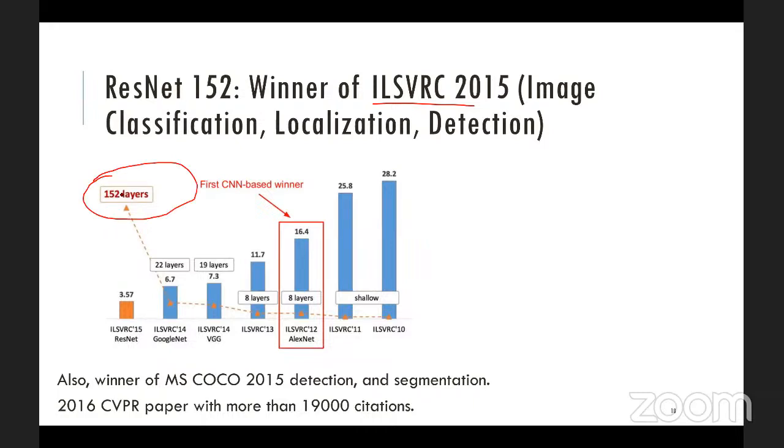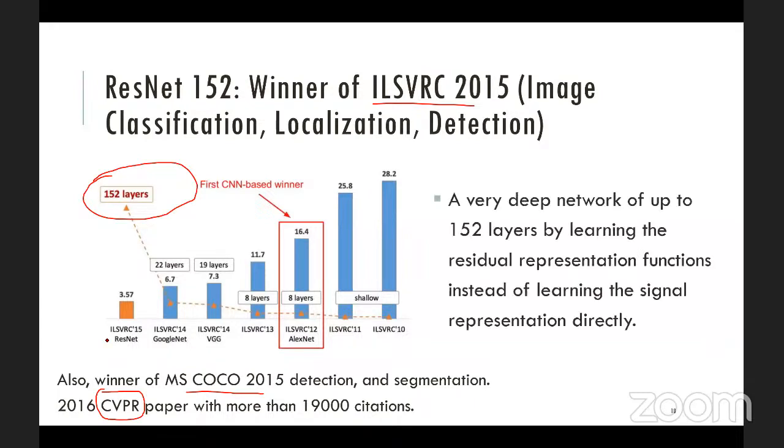with more than 150 layers. And this was also the winner of MS COCO 2015 detection as well as segmentation. And those who are working in the area know that CVPR is a top-notch conference in the field of computer vision. And this paper was published in 2016 with more than 19,000 citations. So very interesting. This is a very deep network of up to 152 layers.